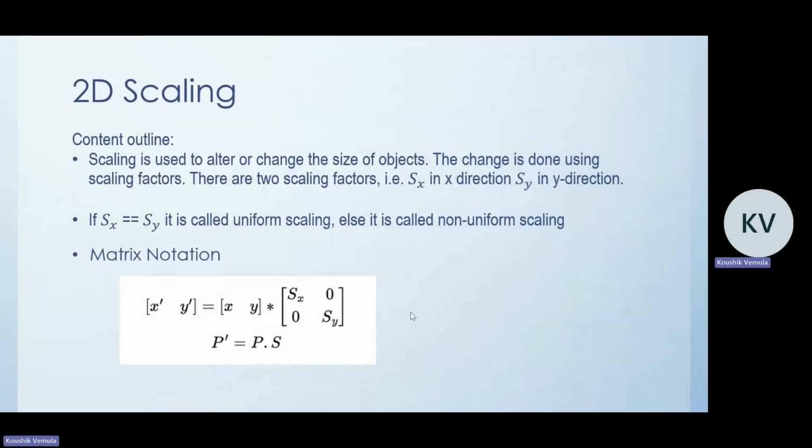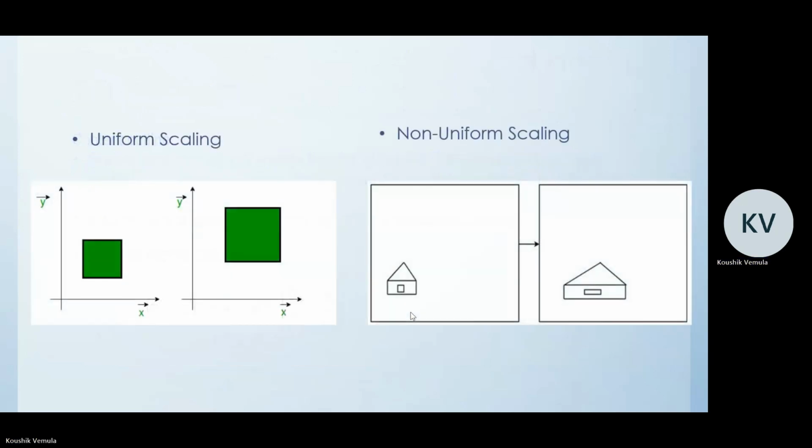Scaling is another operation which can be performed using transformation. Scaling is used to alter or change the size of objects. The change is done using scalar factors. There are two scaling factors, Sx in the x direction and Sy in the y direction. If Sx equals Sy, it is called uniform scaling, else it is called non-uniform scaling. Matrix notation: x dash, y dash equals x, y multiplied by the matrix Sx, 0, 0, Sy. P dash equals P matrix multiplication of S.